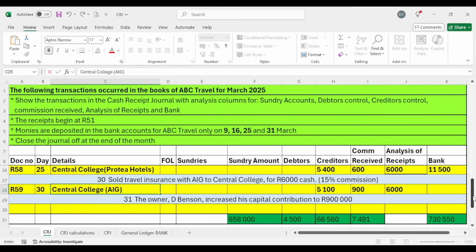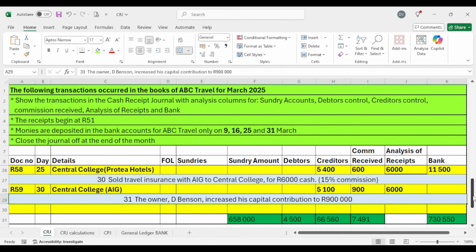Right, we're not going to the bank on the 30th. We're going to go to the bank again after this next transaction. On the 31st, the owner, D. Benson, increased his capital contribution to 900,000 Rand. Okay, this can be a tricky one, and it's important that you pay attention literally to the English language. If they say that he increased his capital to 900,000, it means that it looks like this.